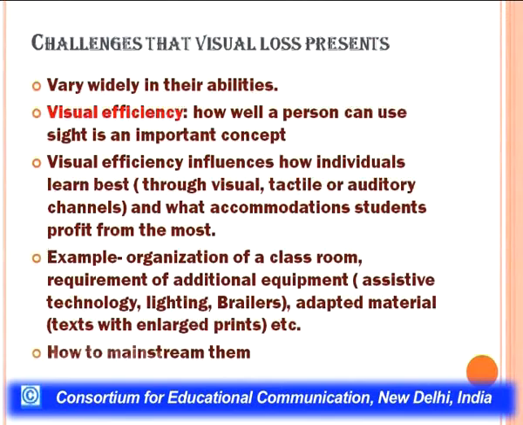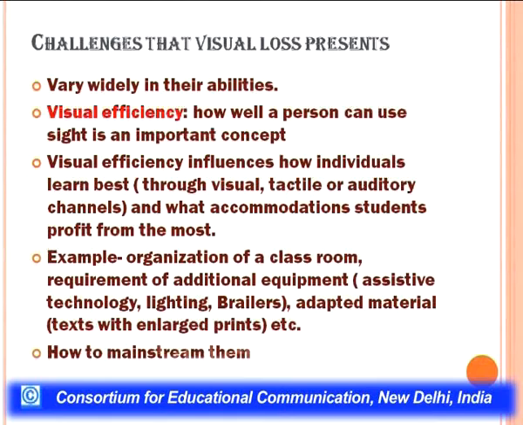What are the challenges that visual loss presents? As they widely vary in their abilities, maybe intellectual, emotional, sport ability, etc., and we just cannot come to know. Then visual efficiency, how well a person can use sight, is an important concept. So whatever is there as a potential, it should be fully exploited.